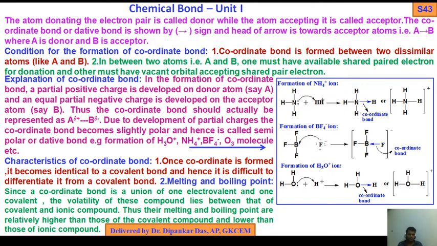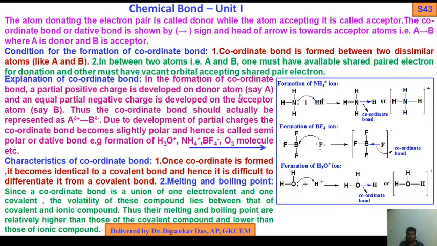So coordinate bond is formed between two dissimilar atoms like A and B. In between two atoms A and B, one must have available shared pair electrons for donation, and the other must have vacant orbital for accepting shared pair electrons. So what is the explanation of coordinate bond?